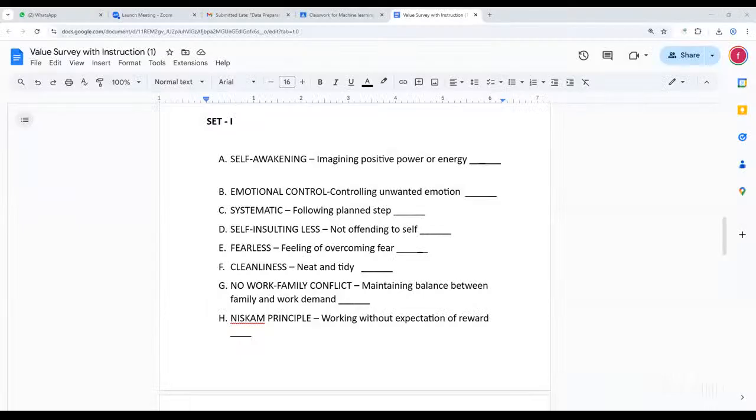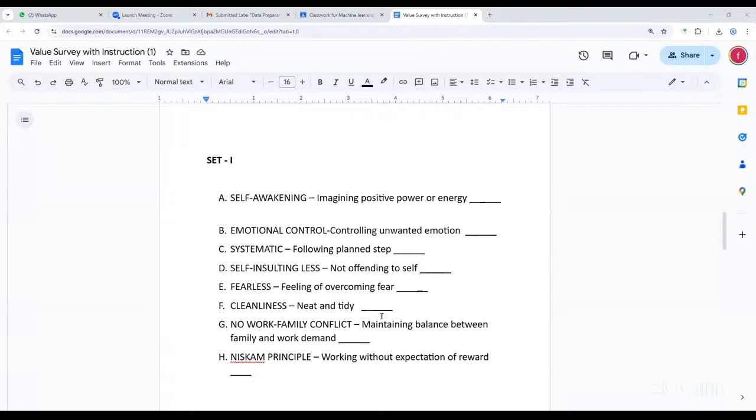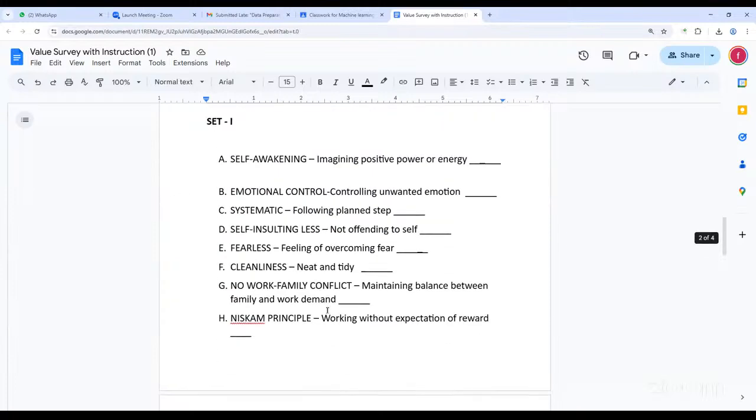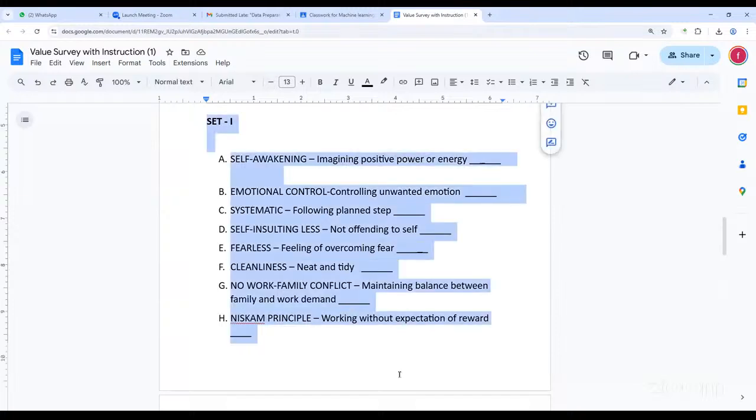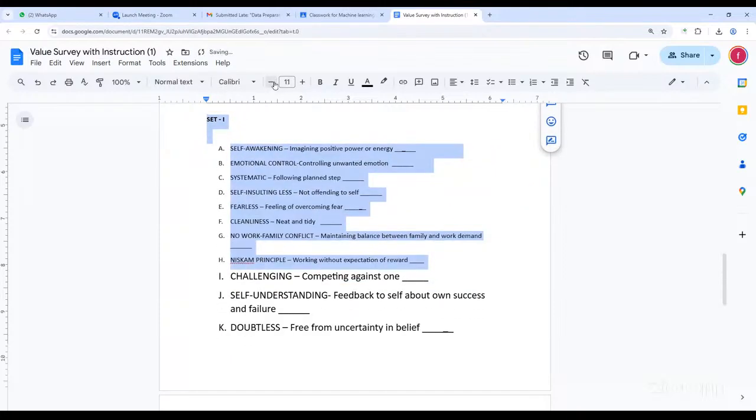You can share on the screen here, Farah. If they have any question, we can guide them. Good evening, students. In each set, there are 14 values, and you have to rank 1, 2, 3, 4, 5 in that order according to your preference. This is set 1. And there will be no pair rank. The same rank will not be given.